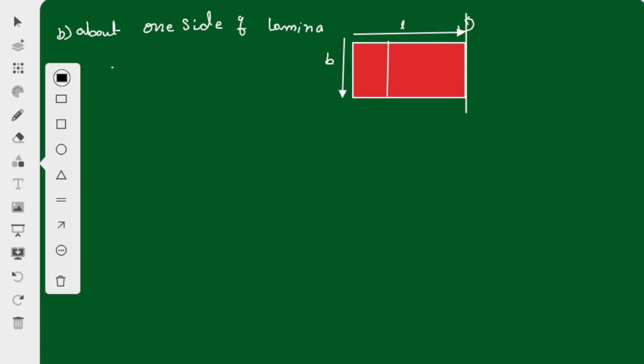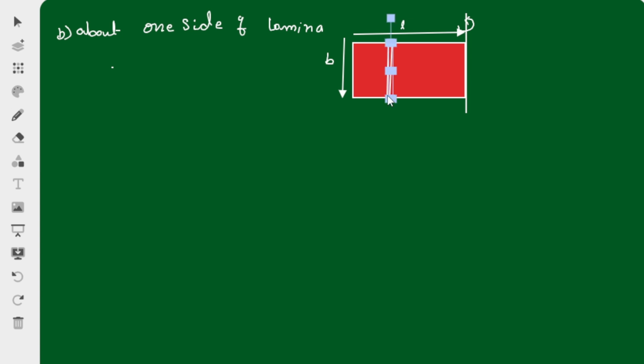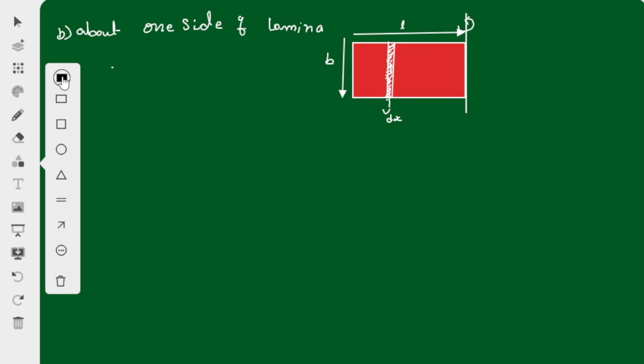Let's discuss. In this diagram I have considered a lamina. Similarly, the rotational axis I shifted to one end of the lamina, and the element is the same as usual. In the earlier video you saw that the element I have considered is a small element with a thickness of dx, right? And this distance from the rotational axis to this element is given as x.